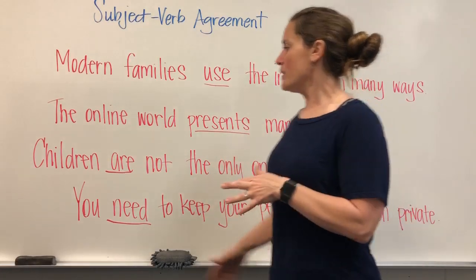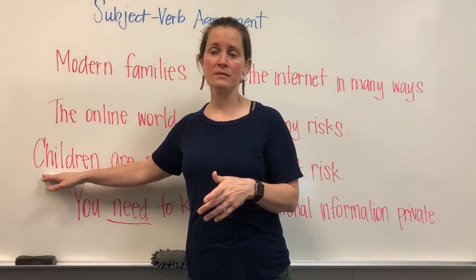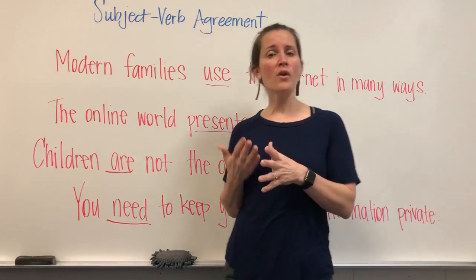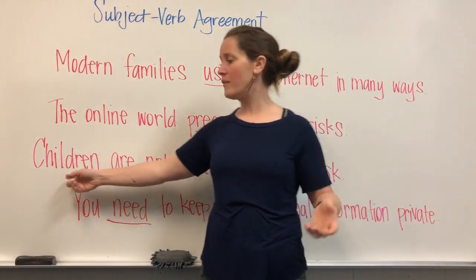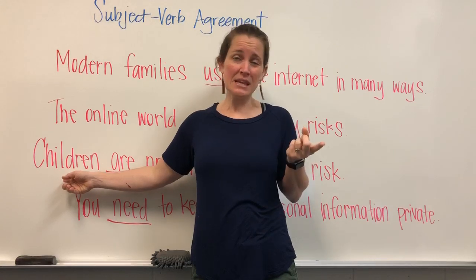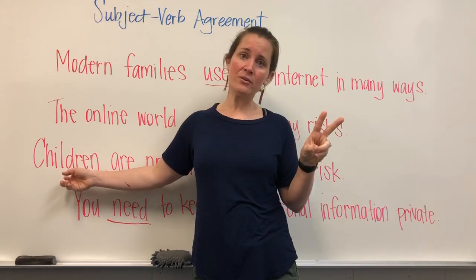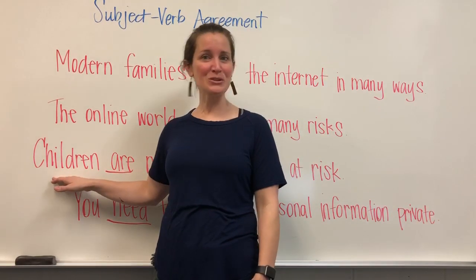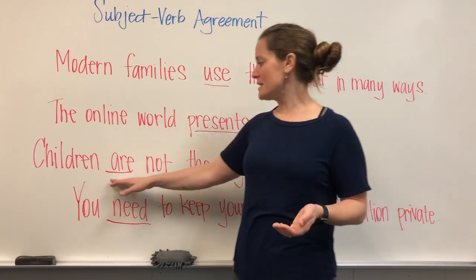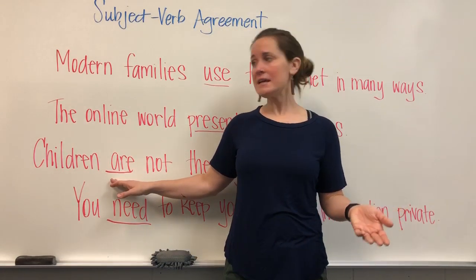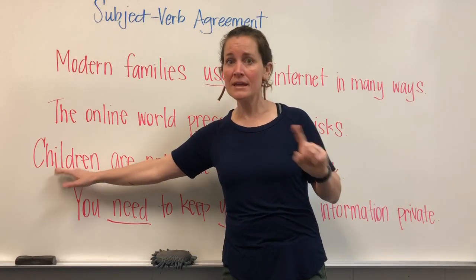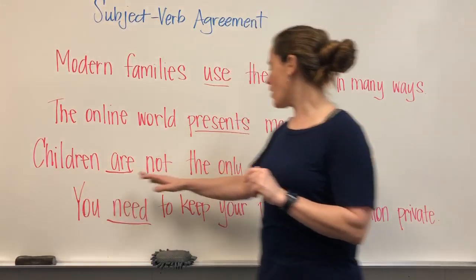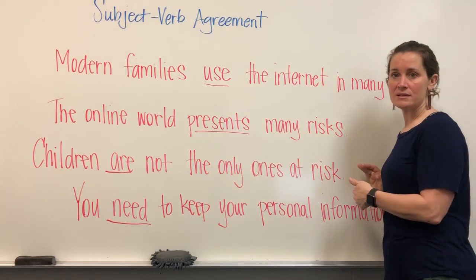We also notice here that we have children. Now, children is plural, although there is not an S. So remember we went over this as well a few weeks ago, how if I have one child, that's singular, child. But if I have another child, I don't have two childs. I have an irregular subject. I change it to children. Children is plural. In this case, my verb needs to be plural. I can say, my child is, but if I have more than one child, they are, okay? So children are not the only ones at risk, okay?